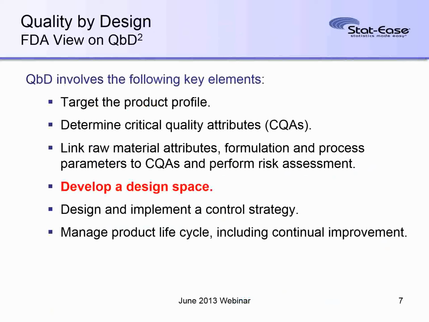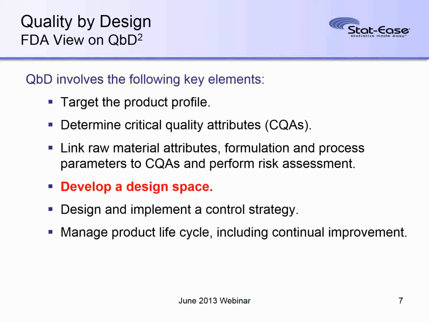So the QbD has these key elements to it. You want to be able to hit the target product profile, show that you can, figure out what the critical quality attributes are, and be able to show that you have control of them, and be able to link those raw material attributes, formulation, and process parameters to all of those critical quality attributes and give yourself some risk assessment. Things are going to vary is kind of the whole point of this. You need to demonstrate that you understand how that variance happens and affects your process.